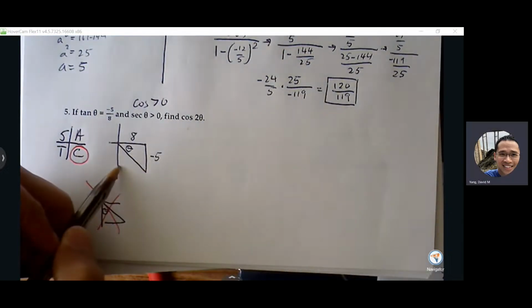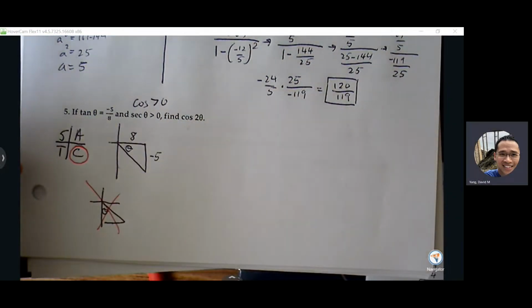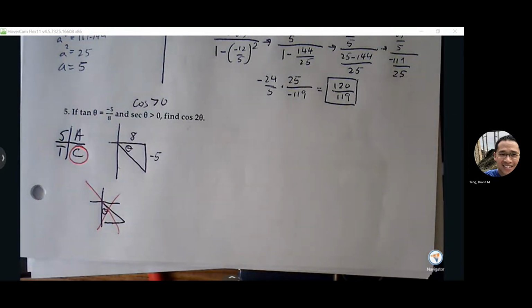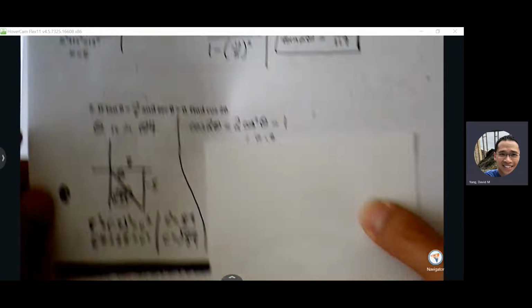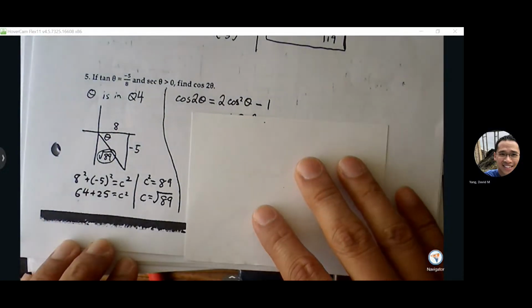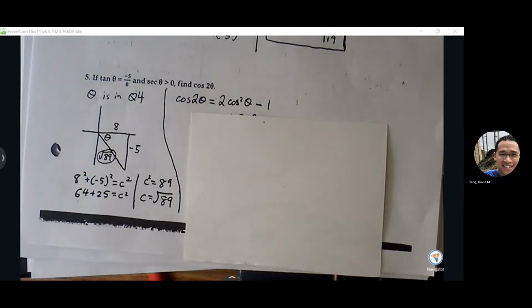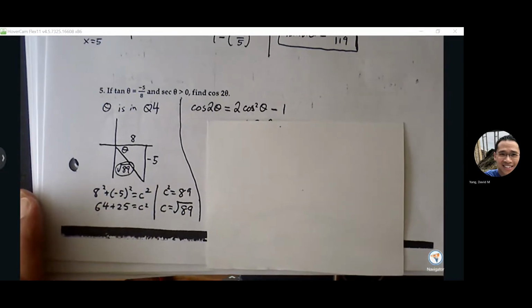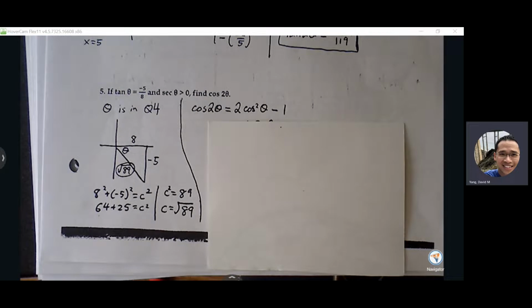Okay, a squared plus b squared equals c squared. Find your c value. I chose to use 2 cosine squared minus 1, but choose yours and we should still match. Your hypotenuse is always positive.